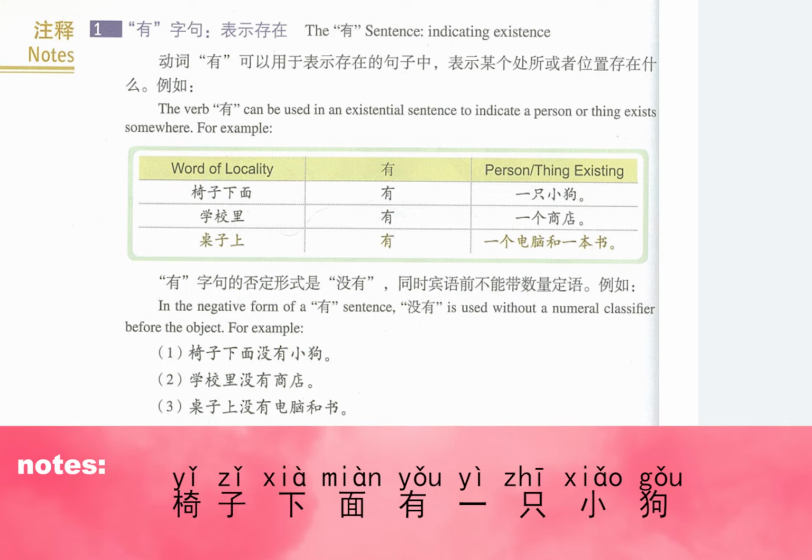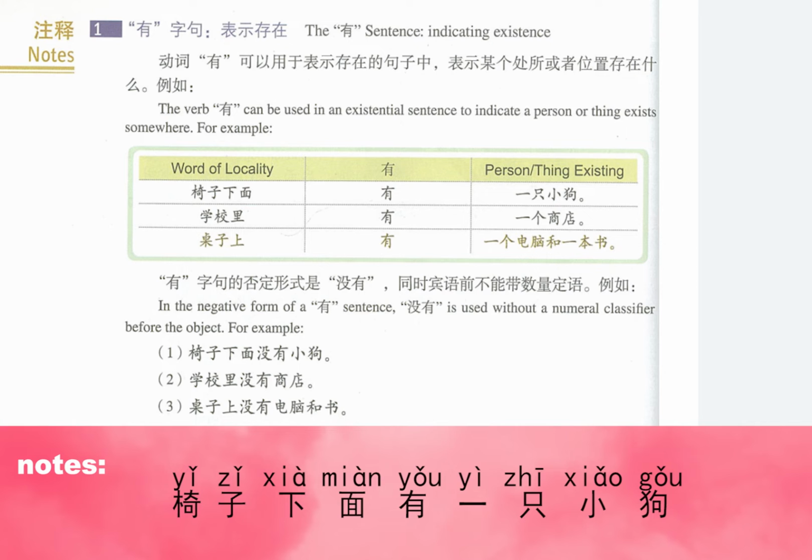That means the second tone, E. That's the last tone of this character, and it's the 4th tone. And here, you have to read it as the 4th tone, E, because the second character, 知, is the first tone. 一只 means one.